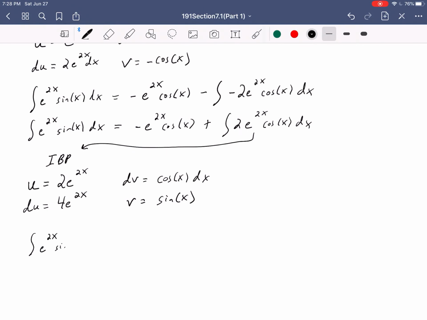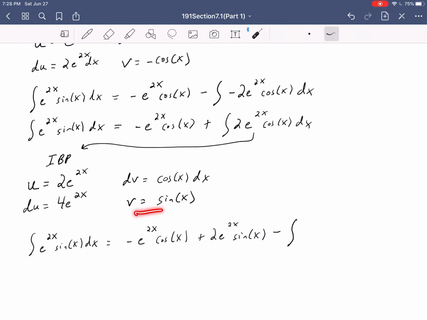Integral e to the 2x sine x dx is negative e to the 2x cosine x. We still get that. Now we do our u and v. So it looks like plus 2e to the 2x sine x. And then minus the integral. And we get our v du. And again, sorry, I keep reading the dx there, but there we go. V du. That looks like we get 4e to the 2x sine x dx.